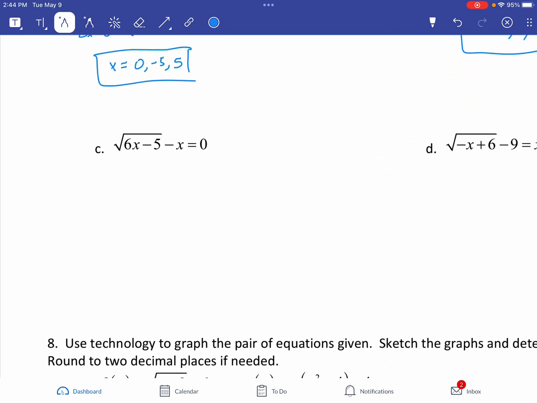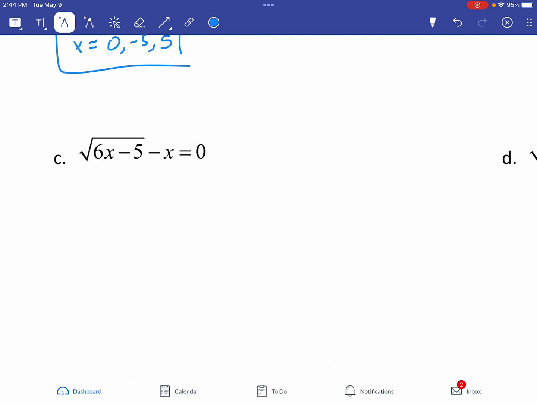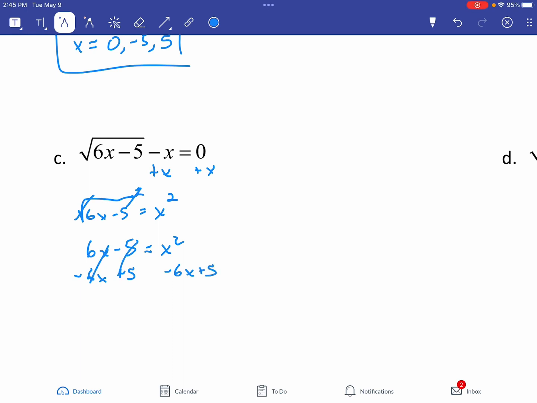Next, radical equations. First, to solve this, I have to add the x to the other side so that I get the square root sign by itself. So the square root of 6x minus 5 is equal to x. Now that the square root sign is isolated, I can square both sides of my equation to cancel out the square roots. So I have 6x minus 5 on the left and x squared on the right. I want to keep the x squared value as a positive, so I want to subtract 6x and add 5. So they cancel out over there. I have x squared minus 6x plus 5 equals 0.